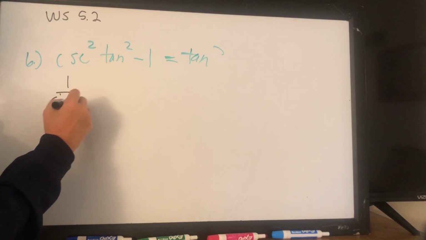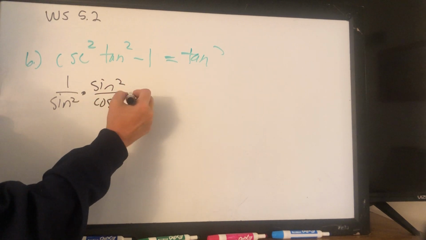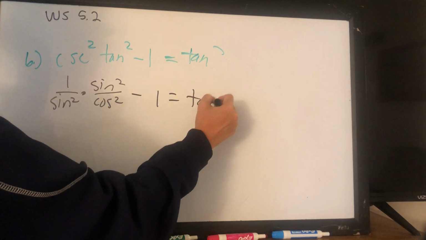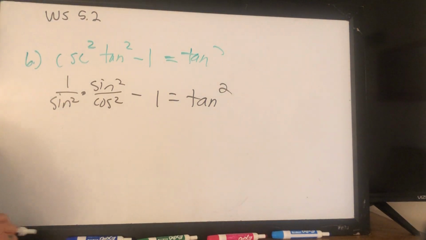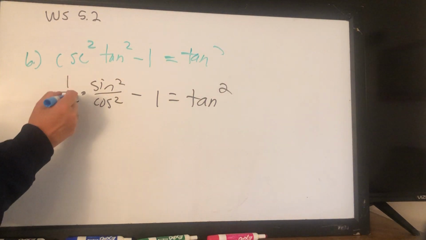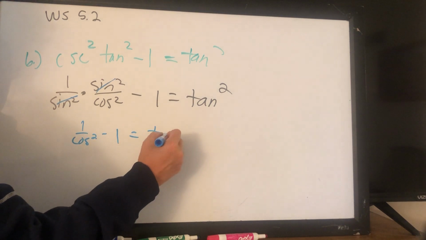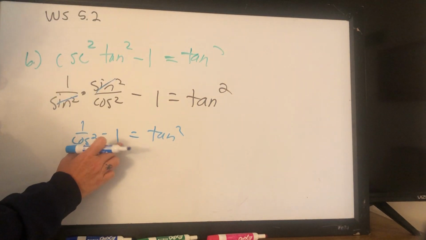1 over sine squared. Tangent is sine squared over cosine squared, minus 1 equals tangent squared. Now we look at this. We can cancel those sine squareds. 1 over cosine squared minus 1 equals tan squared. And then, stop. 1 over cosine squared. So we're approaching a Pythagorean identity, guys.